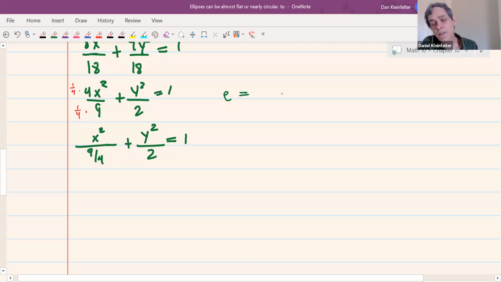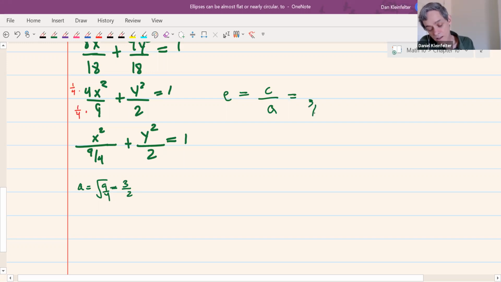Is it C over A or A over C? Remember that the A is the distance to a vertex, and so it has to be bigger, and so it has to be C over A. So the A here is 9/4, right? 9/4 is bigger than 2, right? Actually, we need the square roots of that. So the A is the square root of 9/4, which is 3/2. So the A is 3/2.